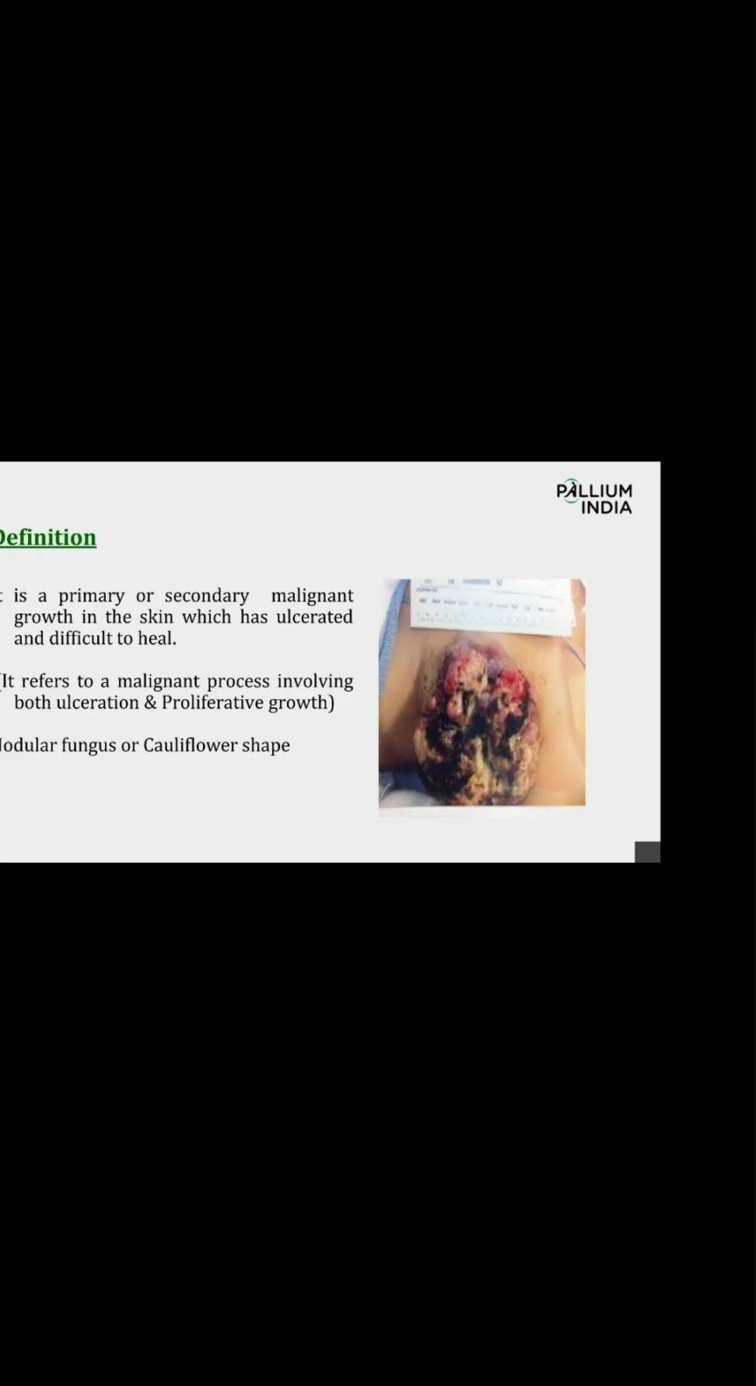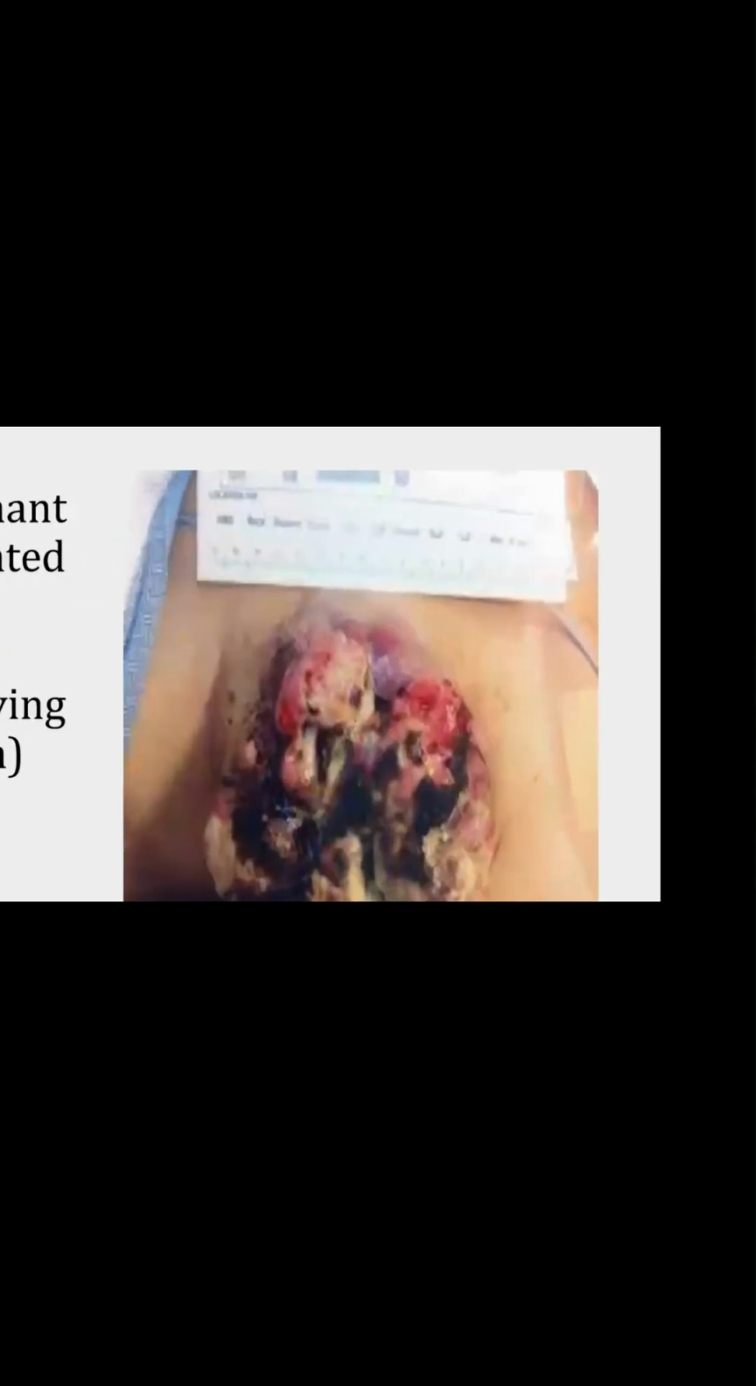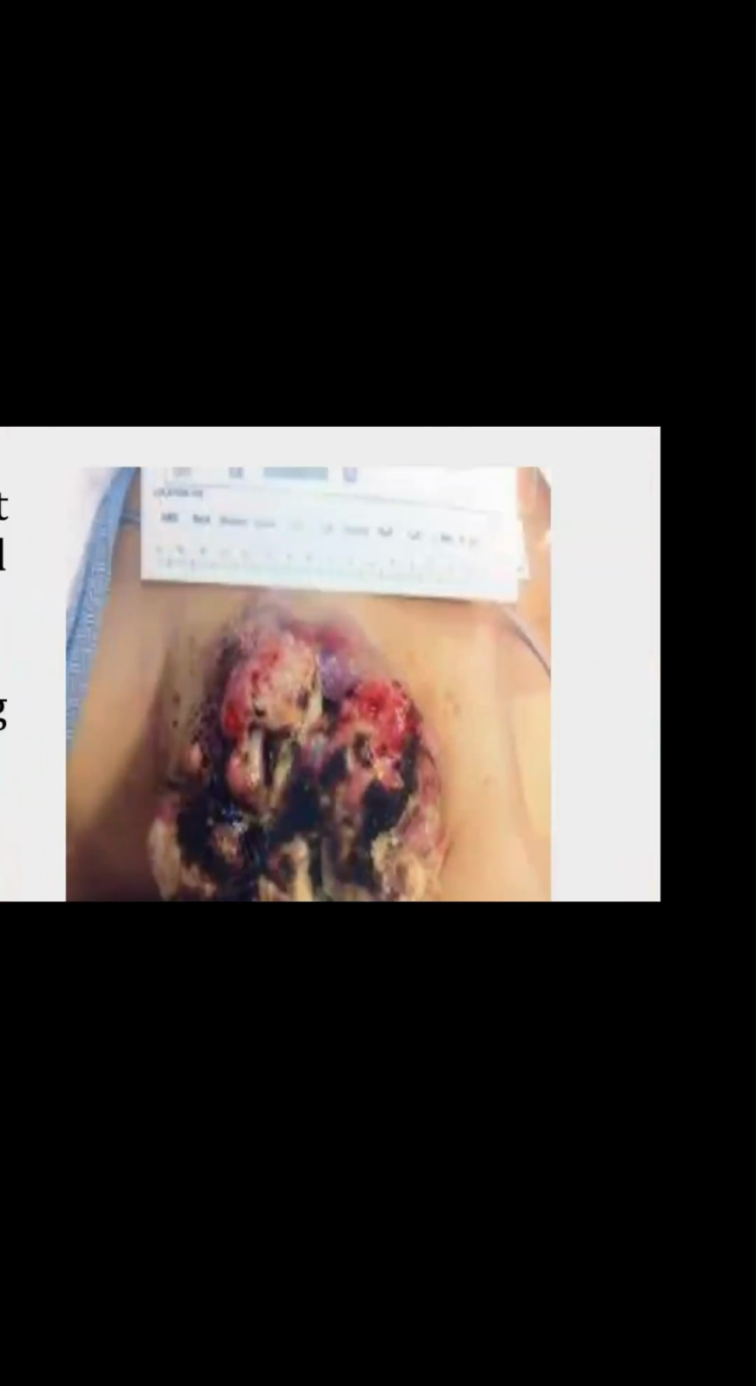Many wounds, like a normal diabetic wound or necrotic wound, will have a definitive structure and won't go for ulceration. But a malignant wound definitely goes with ulceration and proliferative growth. It is called nodular fungus or cauliflower shape. You can clearly see in this picture how it looks like broccoli, a cauliflower structure with small particles like that. Only the fungating wound will show this.